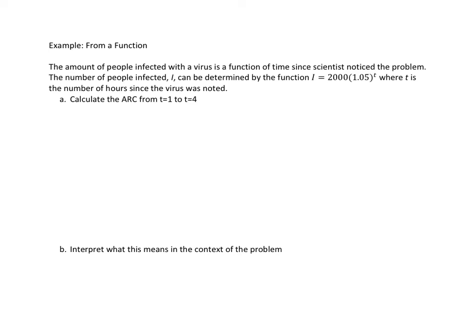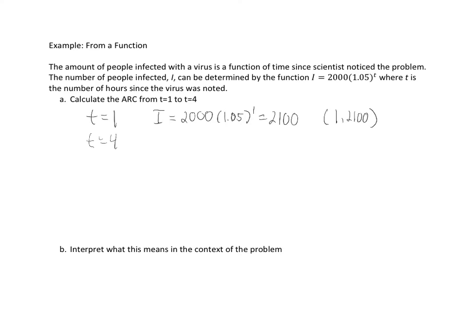So let's say t equals 1. We need to figure out what I is when t equals 1. So that would be 2000 times 1.05 to the power of 1. And that gives us 2100. Meaning at 1 hour, 2100 people are infected.